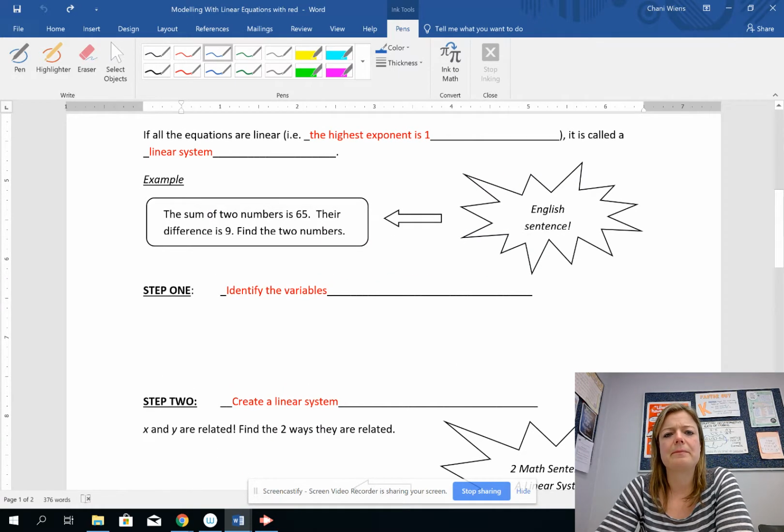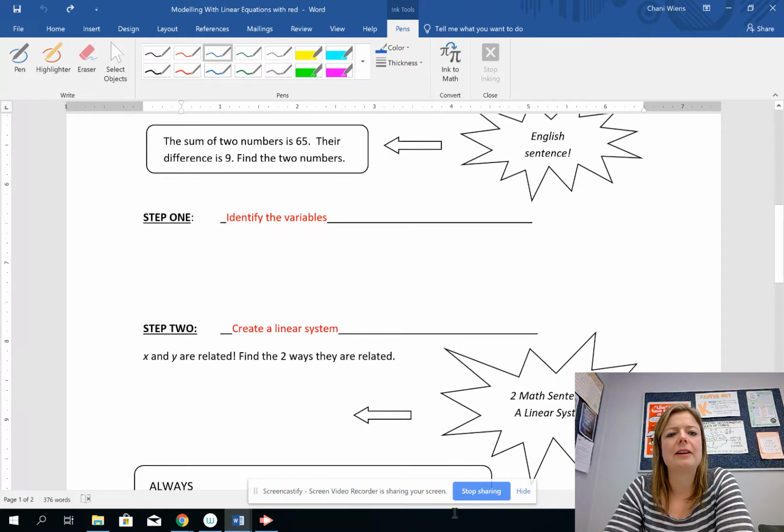So let's get started. If all the equations are linear, which means the highest exponent is 1, there's not an x squared or an x to the power 3, we call this a linear system. So that's what we'll be dealing with this whole unit, is linear systems. So here's an example of a linear system.